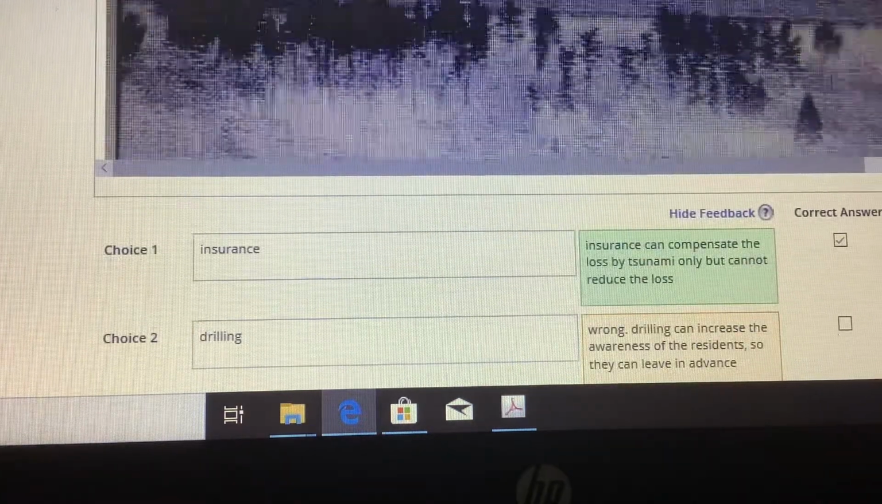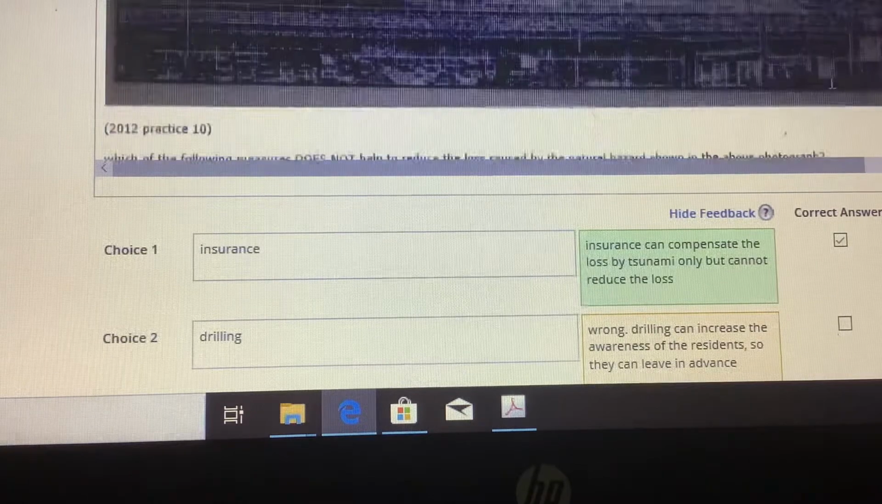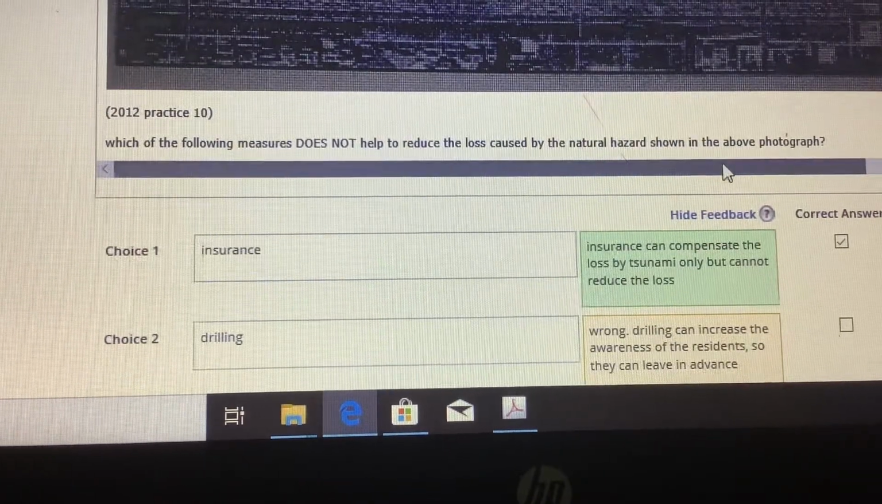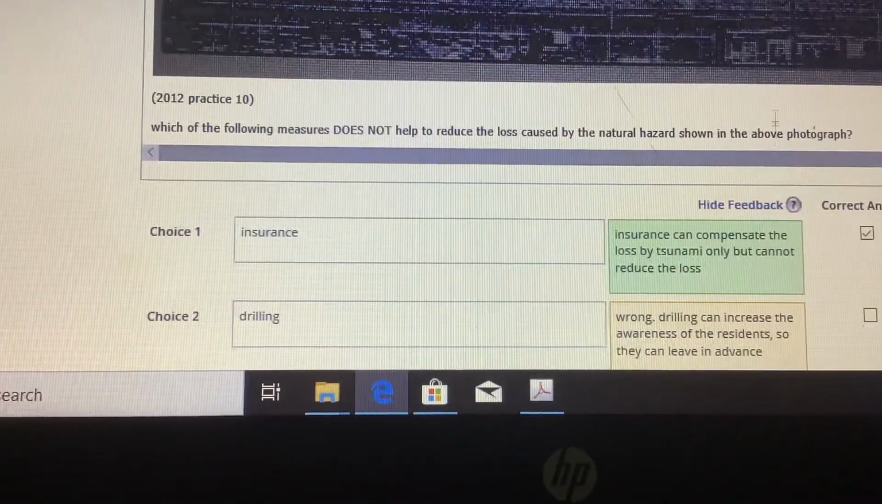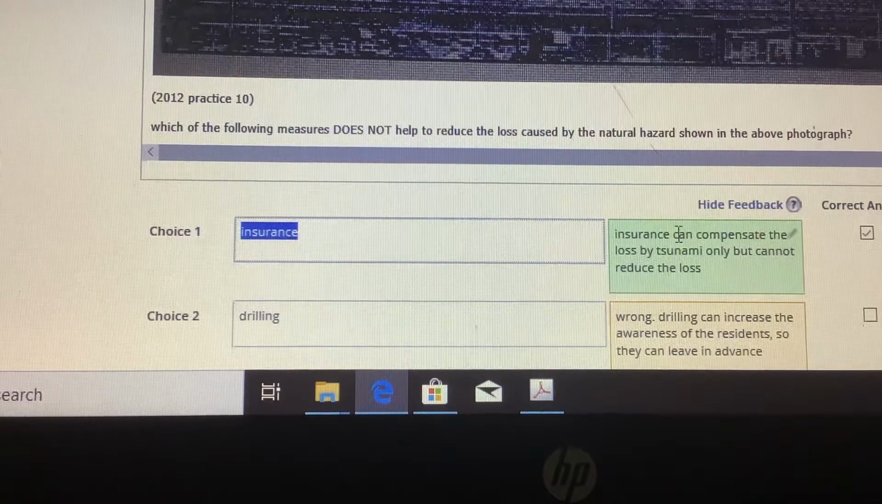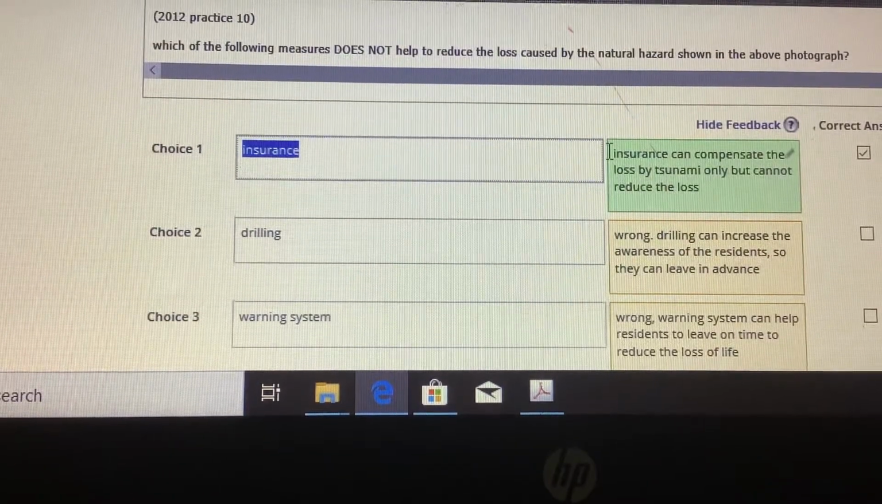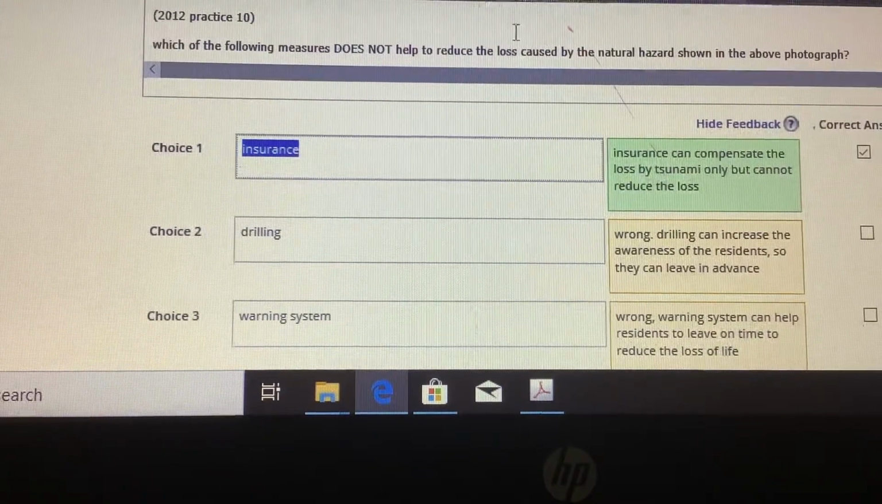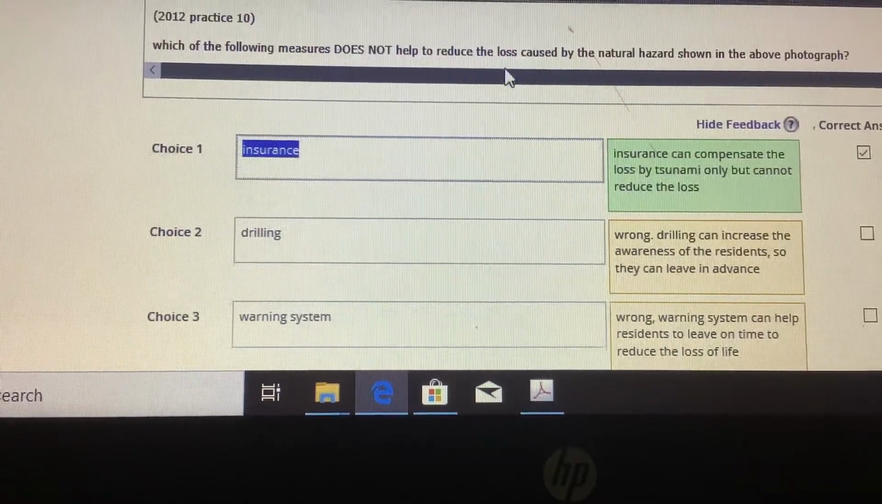So you can see this photo again, and then let's see the question. Which of the following measures help to reduce the loss caused by the natural hazards shown in the above photograph? Okay. Insurance, can it help? If I buy insurance, I won't die because I have bought the insurance? No. So first of all, insurance is not right. Insurance cannot reduce the loss, it can just compensate the loss.